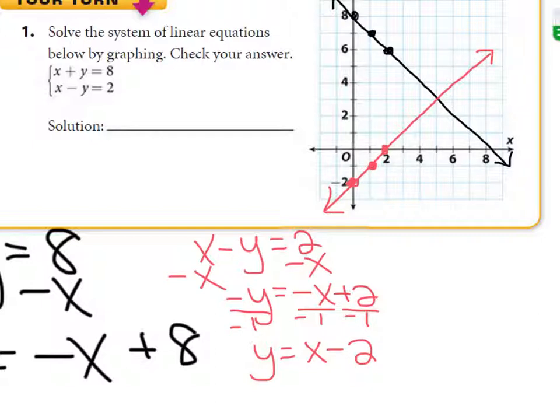We're looking for that point of intersection. So they cross right here. And that ordered pair is (5, 3). And there's your answer. Now remember, to check it, you can plug it into both equations and make sure that the left side ends up equaling the right side for both of them.